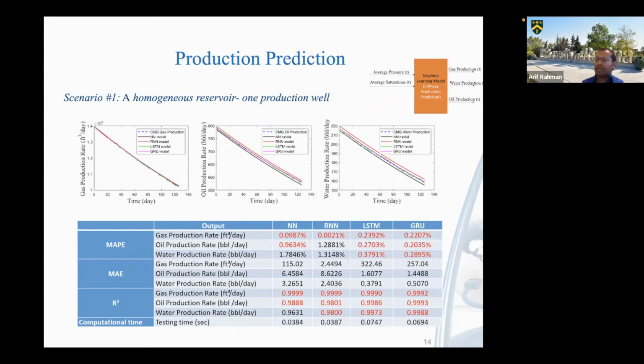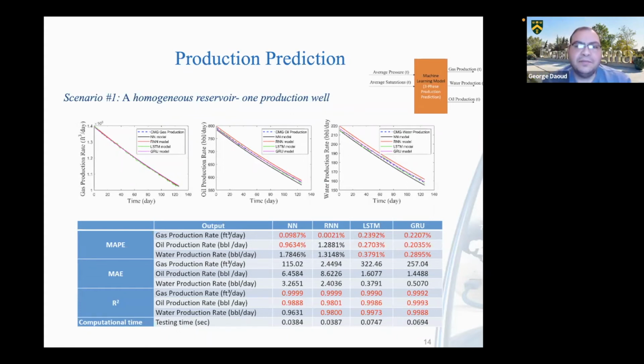We start our analysis with a very simple case, for example, the homogeneous reservoir with single well, and then we move forward to the complicated reservoir, that means the heterogeneous reservoir and the multi-well reservoir. Now, the result of this analysis will be discussed by my colleague, George.